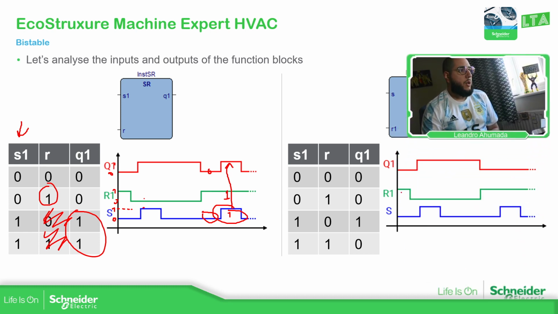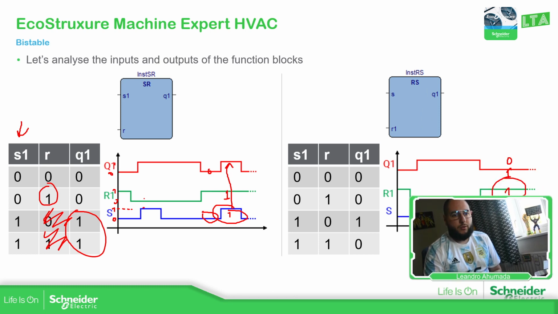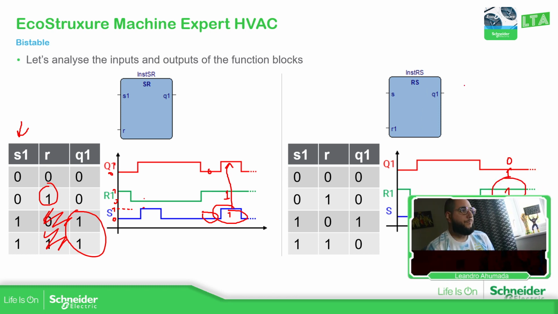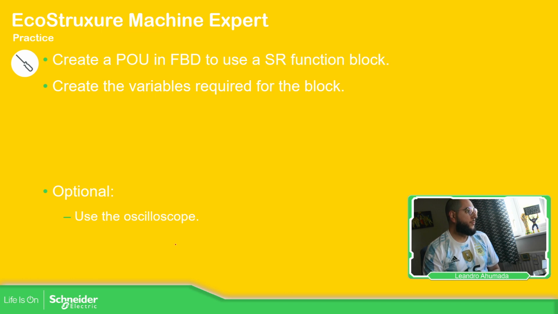Okay, the opposite way is for the reset. So whatever I have, it doesn't matter. I have this one in true and this one in true. This reset has higher priority, so the output will be 0. Okay, so this is how it works. So I'm not going to use the oscilloscope because the idea is to show you later how to properly use the oscilloscope.